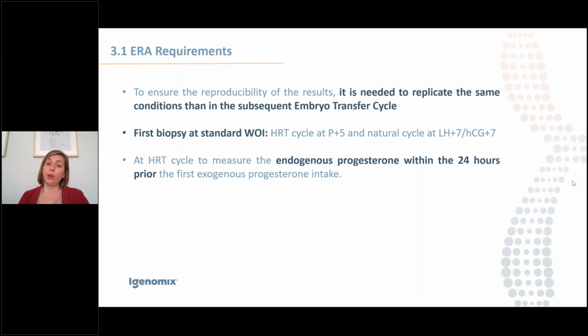Yeah, as mentioned before, we did a study in 2015, and we detected that there is no correlation between the endogenous progesterone level at the day of the biopsy and the ERA result. So we have not seen any trend regarding higher progesterone, higher receptivity, or something like that. There is no relation at all. And it was checked again in an independent study a year ago, and they obtained the same result.